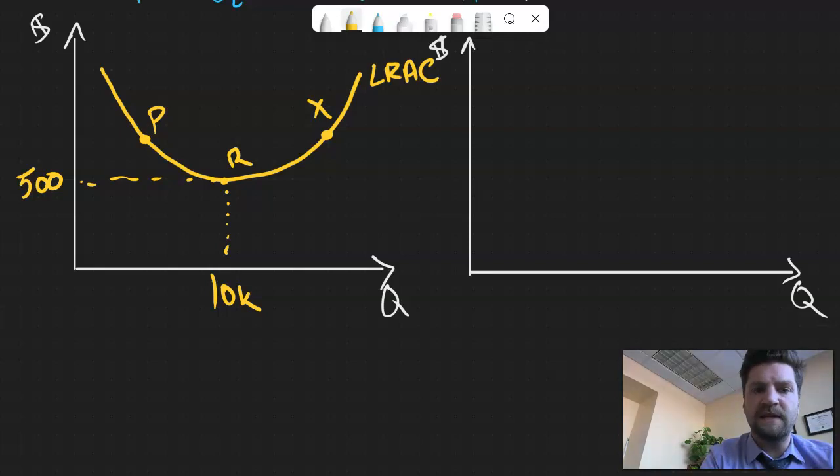Any firm that's producing at a different quantity, right? If you were to produce at 5,000, you'd be paying more than $500 on average. And if you were producing 15,000, you'd be paying more than 500 on average. So that's no bueno. Now compare that to something that looks right here.